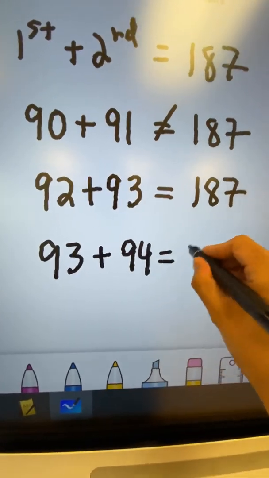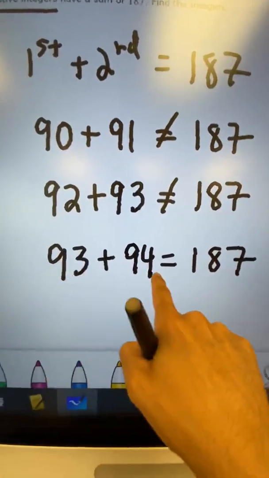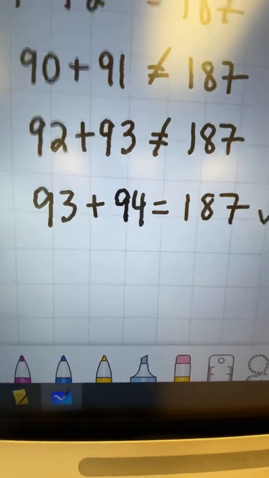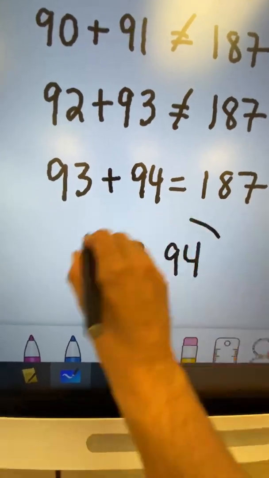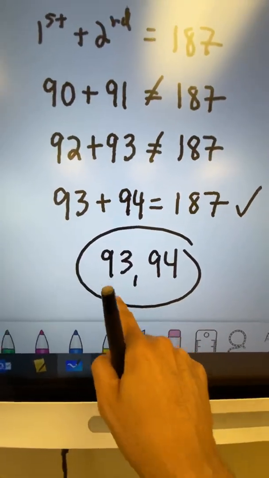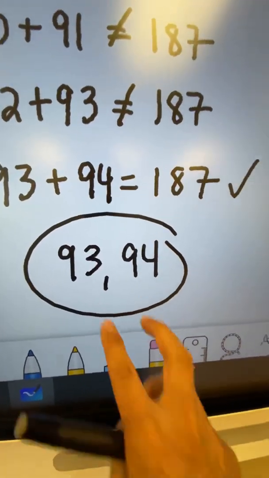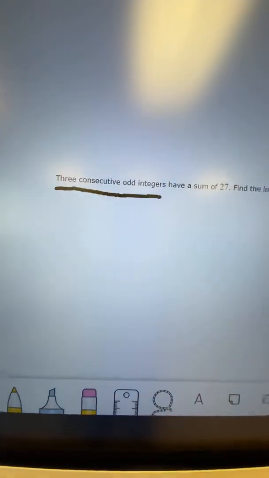93, what's the next integer after 93? 94. So that one did not work, but if I add these up, I actually see that this does add up to be 187, so that one works. So I know my solution for this will be 93 and 94. Those are my two numbers. These are my two consecutive integers that have a sum of 187. In other words, these two numbers are consecutive integers that add up to 187.